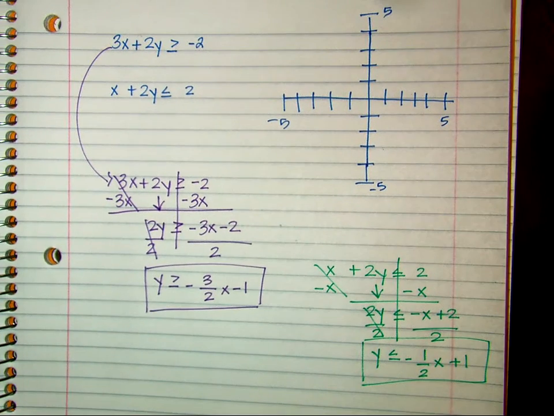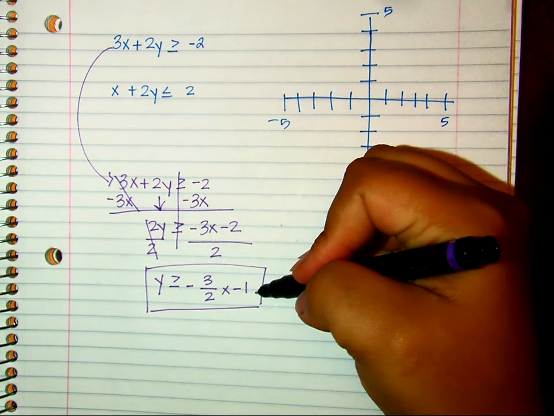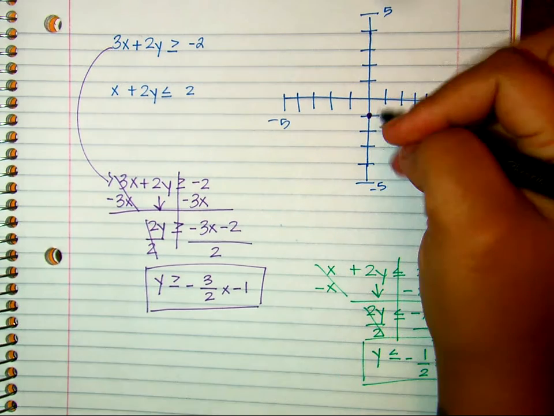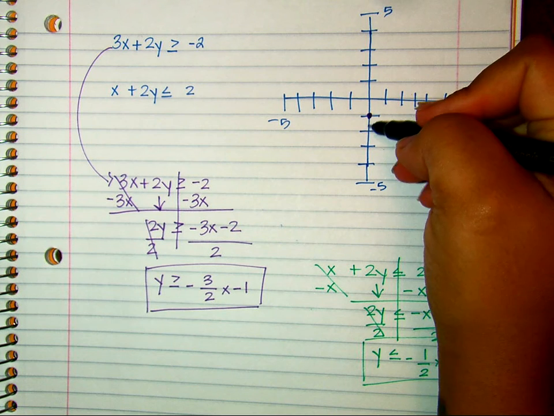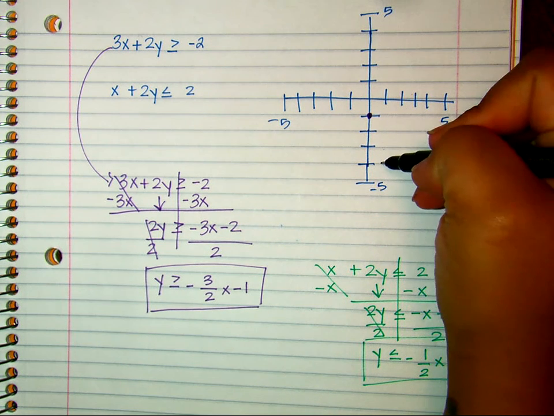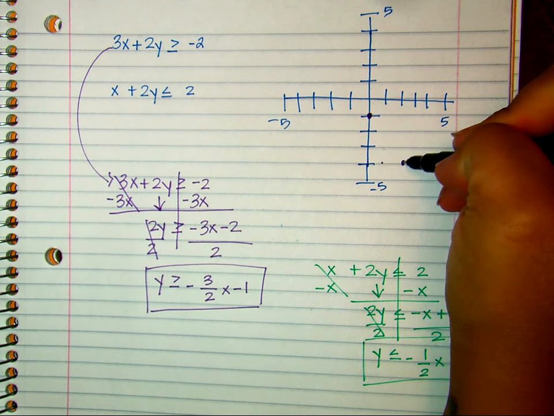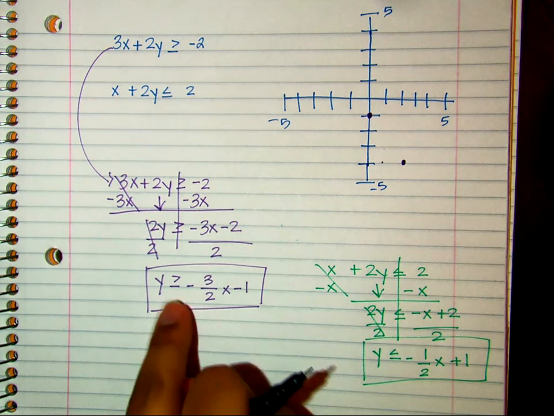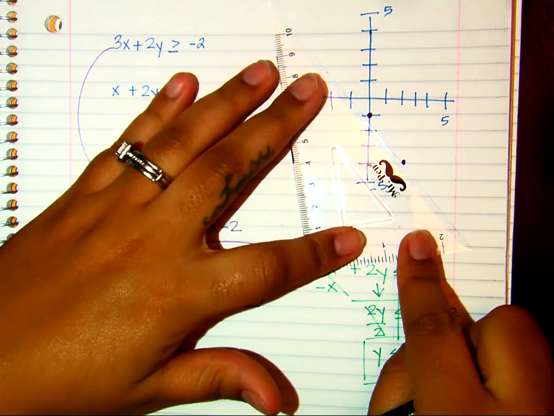So I'm going to go ahead and graph the purple one. My y-intercept is negative 1, so I'm going to come from 0 to negative 1. And then I'm going to go down 3: 1, 2, 3, and over positive 2: 1, 2. And my line is going to be solid again because this is or equal to.